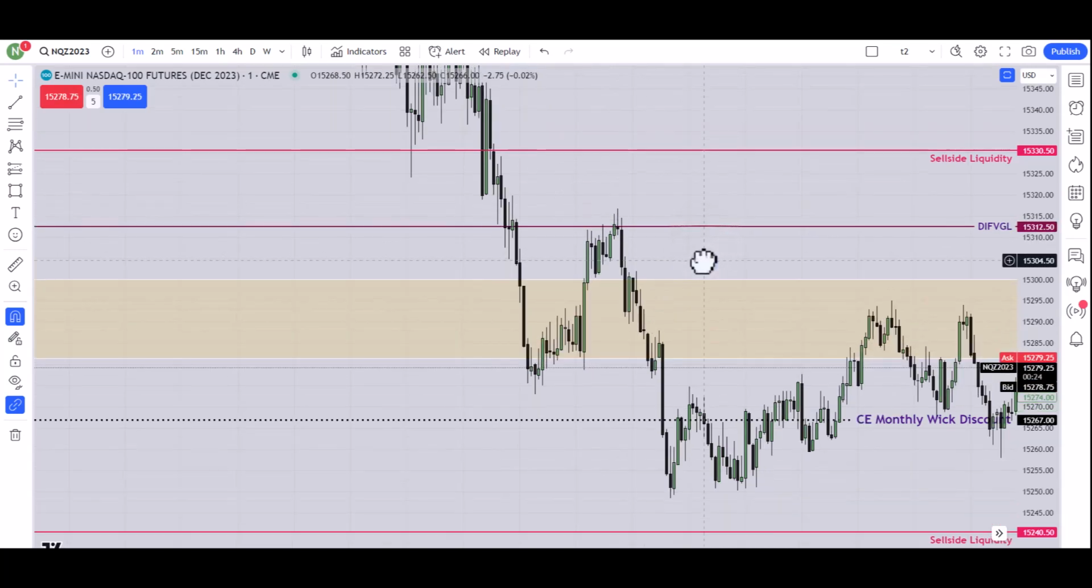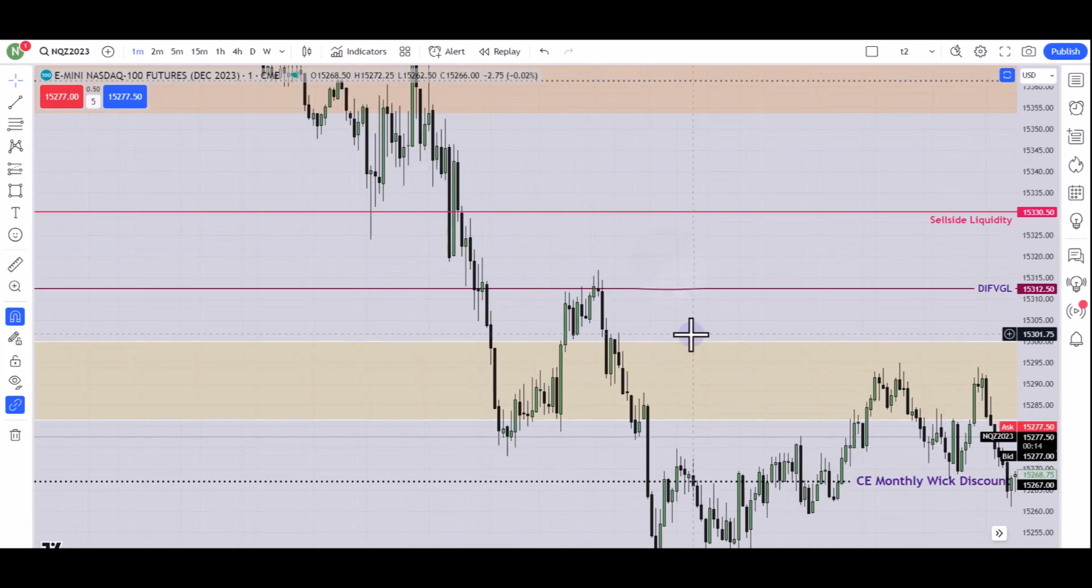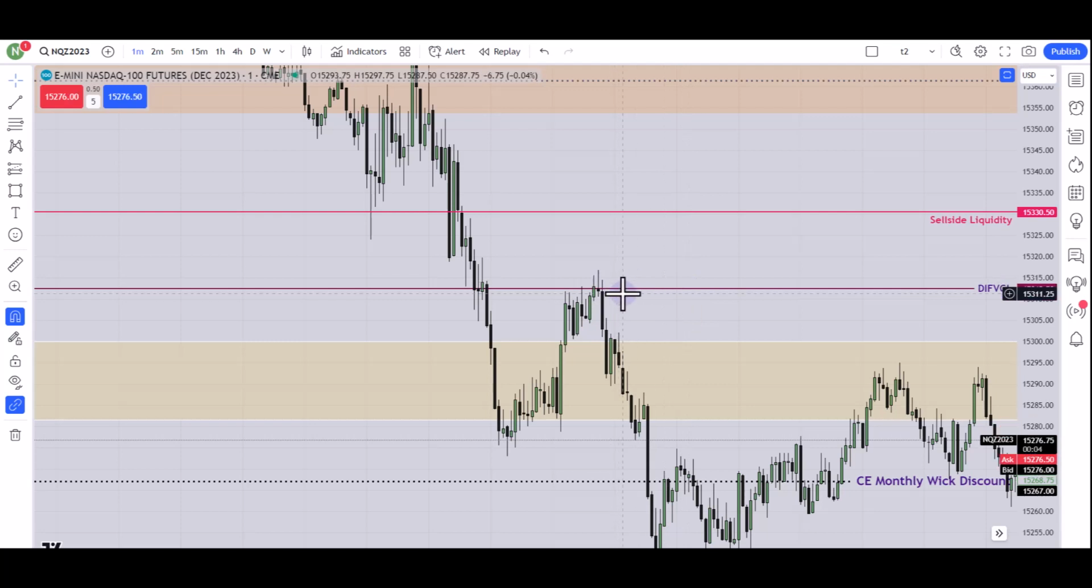What it did, it actually consolidated over here, went higher, and didn't actually take any buy side liquidity, but I saw that it actually traded the daily IFVG low. This is the daily IFVG low. If you go to your daily chart, or you have already seen my weekly analysis for this week, then you will know why I just marked this as a daily IFVG low.